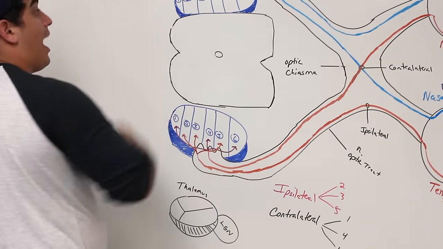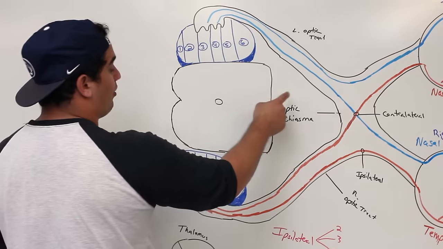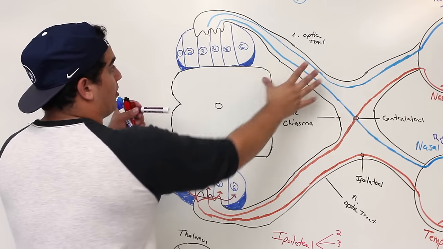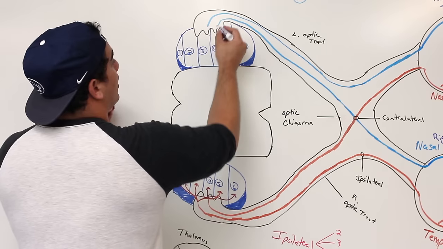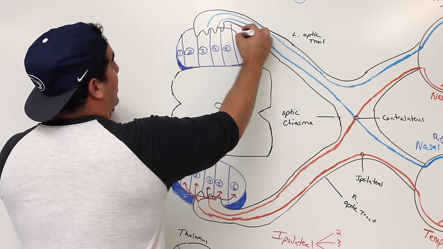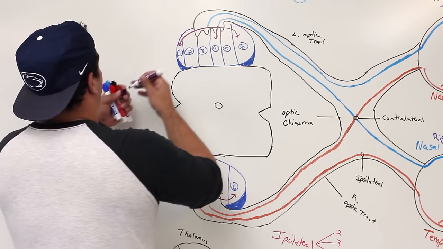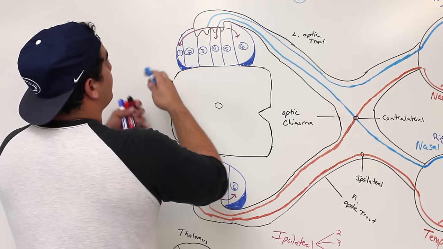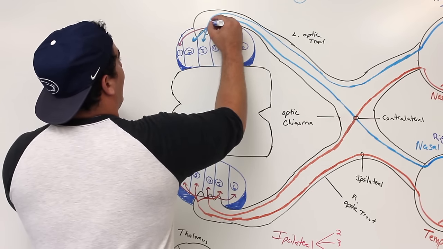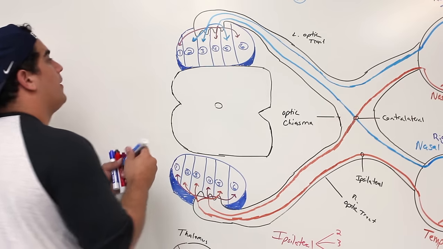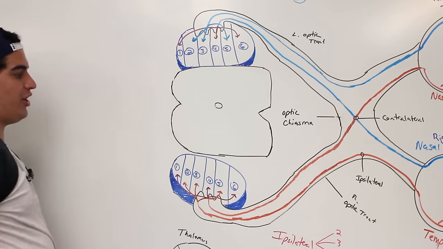And the same thing is gonna happen over here. Let's say that for the sake of it, I do the same thing over here, the ipsilateral fibers and the contralateral fibers over here. So this one right here is the contralateral. I'm gonna keep the contralateral maroon. Contralateral goes to what? It goes to 6, it goes to 4, and it goes to 1. Ipsilateral fibers are gonna go to 2, 3, and 5.